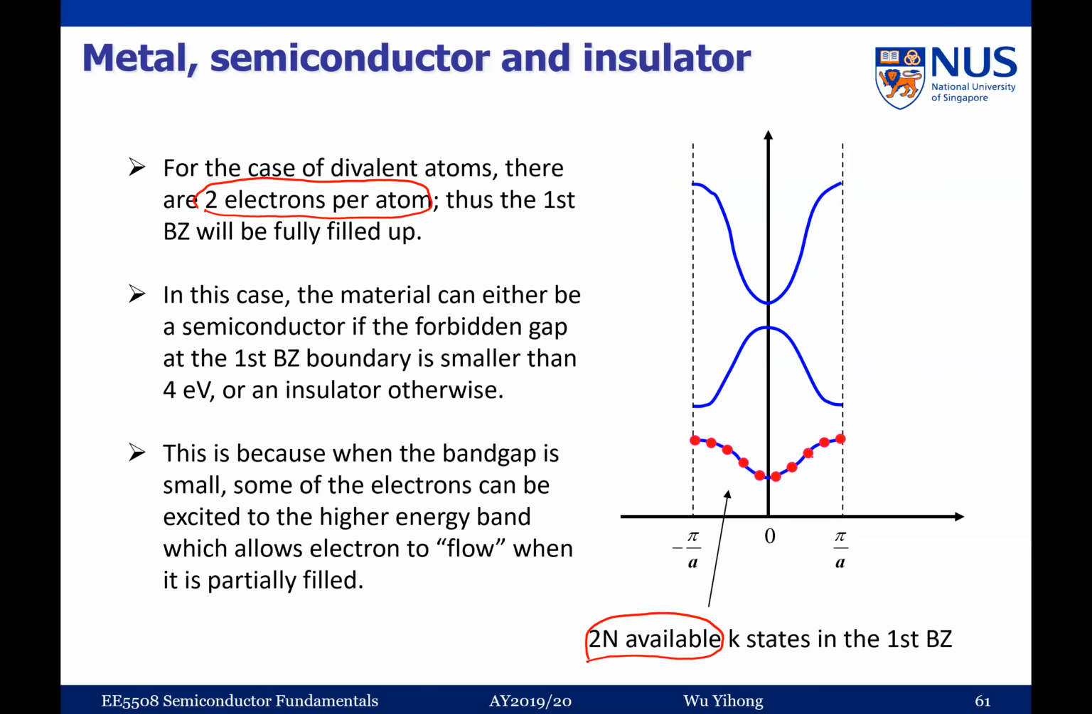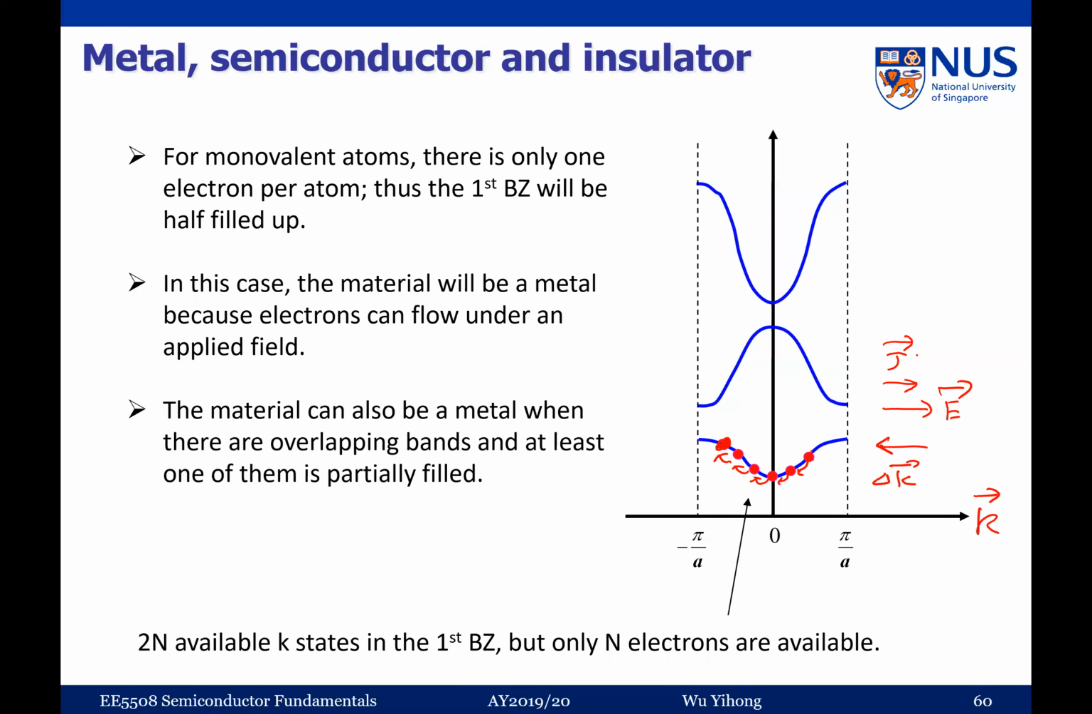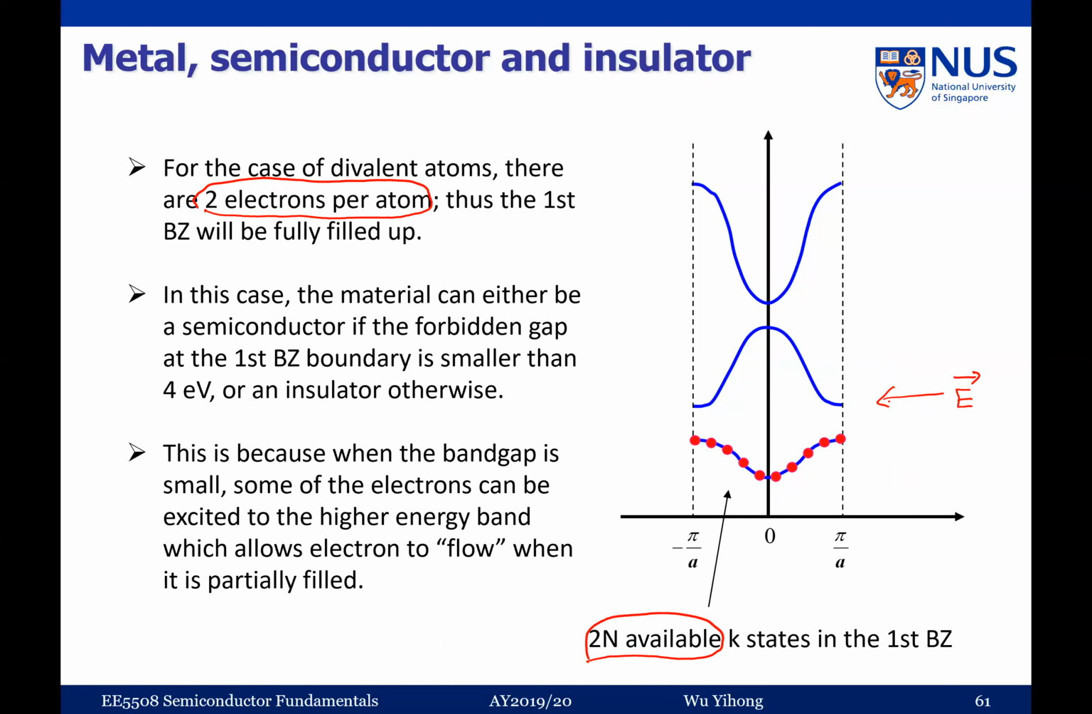So once this happens, for example, now you apply an electric field, in the same case. Suppose the electric field is in this direction, and of course the electron will try to move in this direction, right? So now the problem is that this first one cannot move. If this one cannot move, then the others also cannot move. So in this case, their k cannot change.